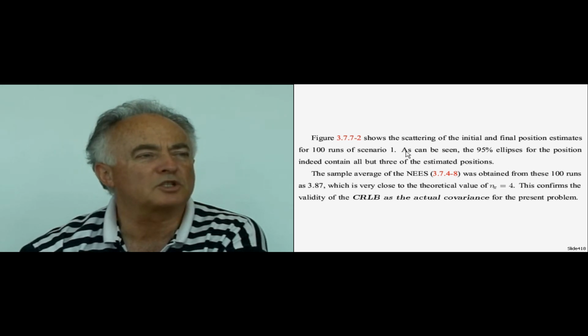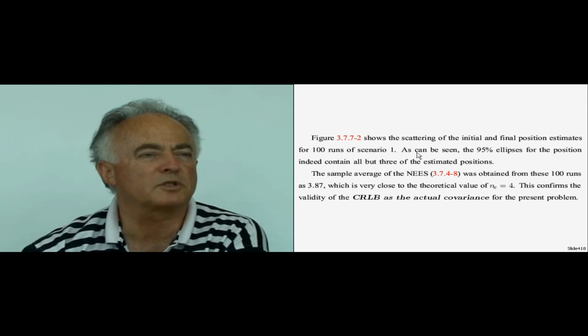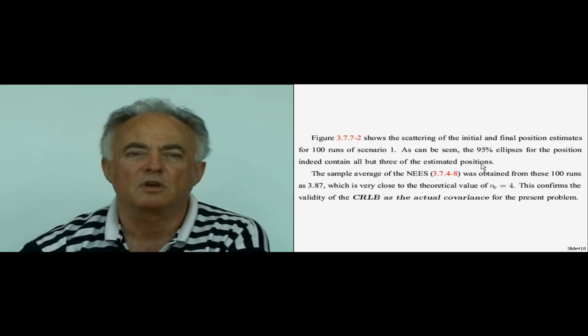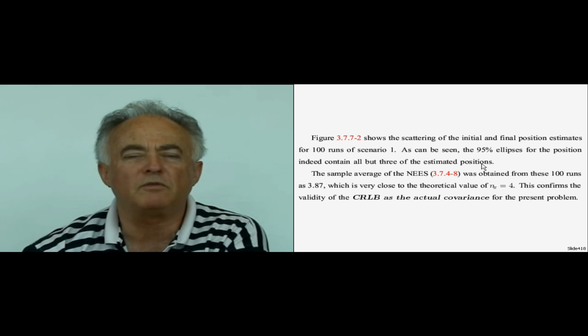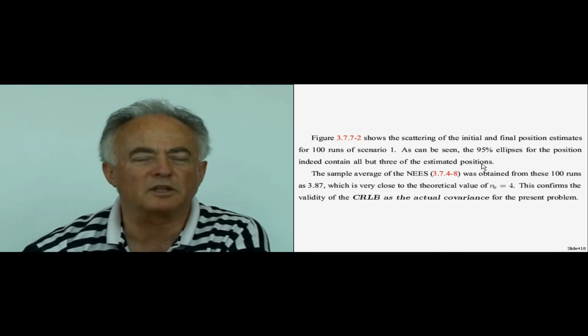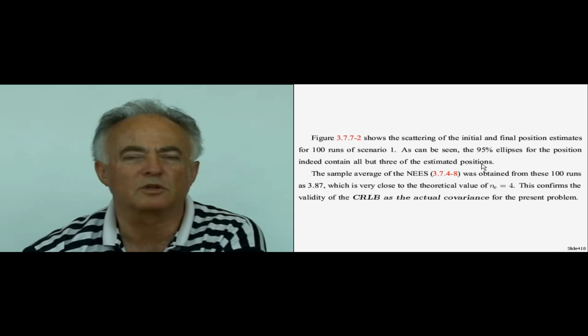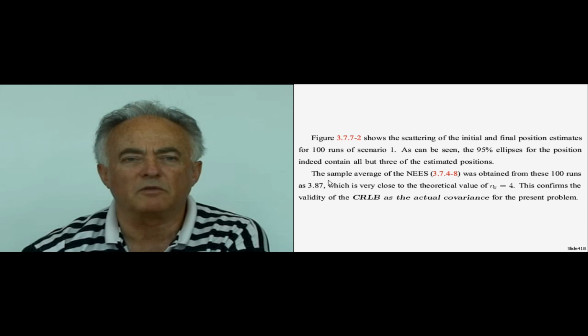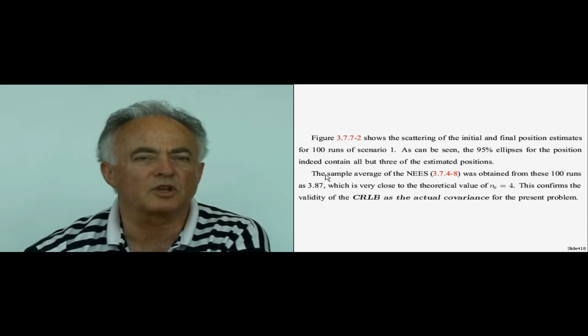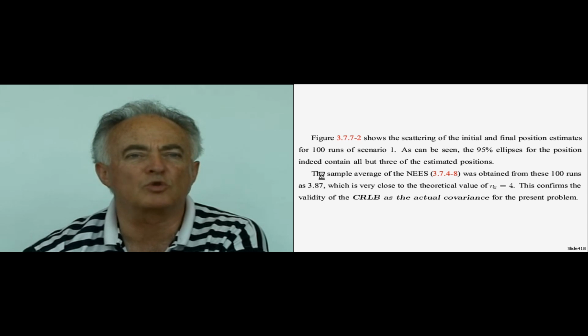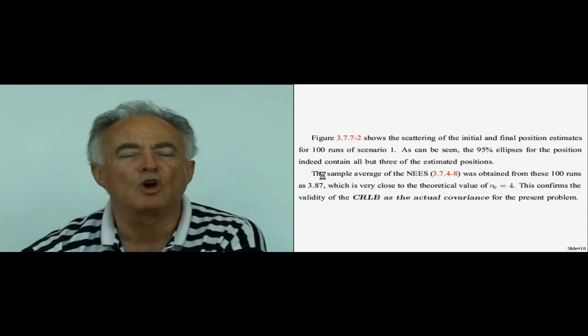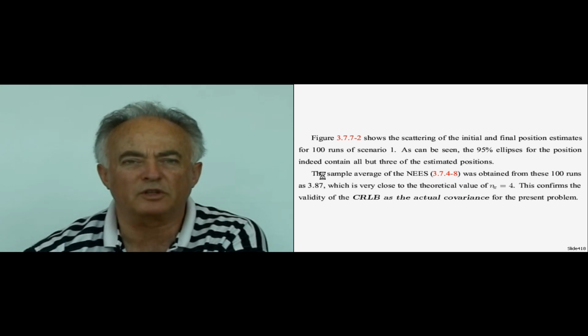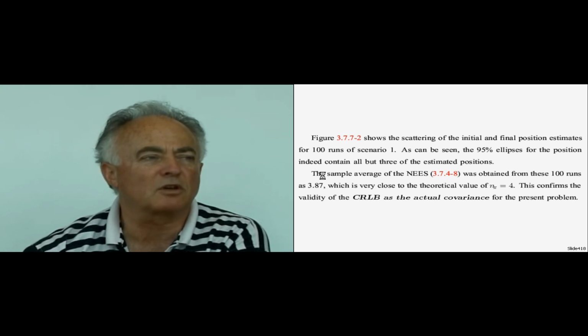A more detailed, enlarged version of this will show that the 95% ellipses for the position contain all but 3 of the estimated positions. It's an acceptable deviation from the 95% to get 97% of the 100 outcomes. Obviously, if you make 1,000, you'll be closer to the 95%. Now, another evaluation that's of interest: this was the graphic evaluation of whether those ellipses are representative of the actual spread of the estimated values.